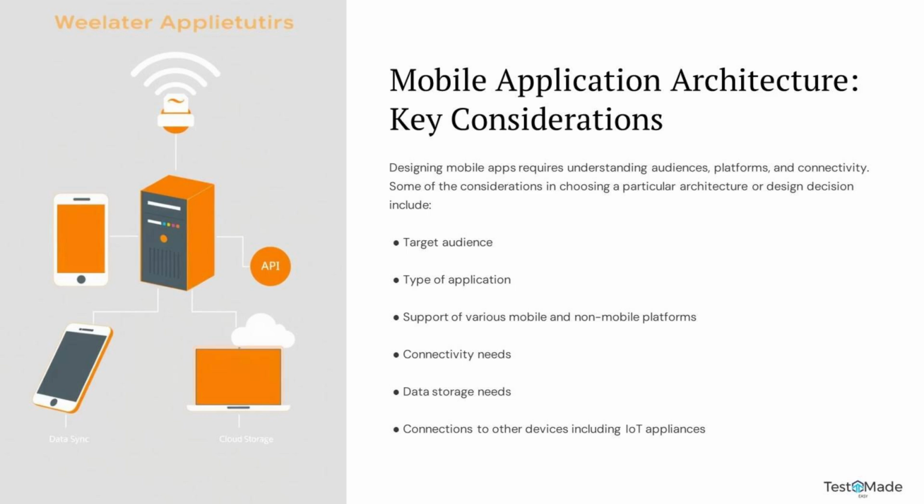Some of the considerations in choosing a particular architecture or design decision include target audience, type of application, support of various mobile and non-mobile platforms, connectivity needs, data storage needs, connections to other devices including IoT appliances.